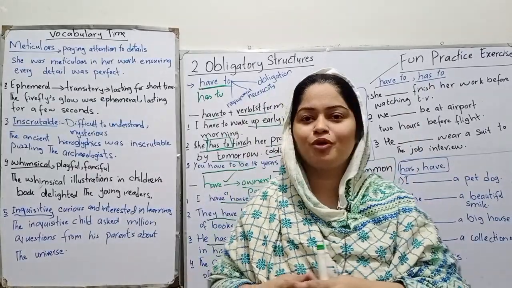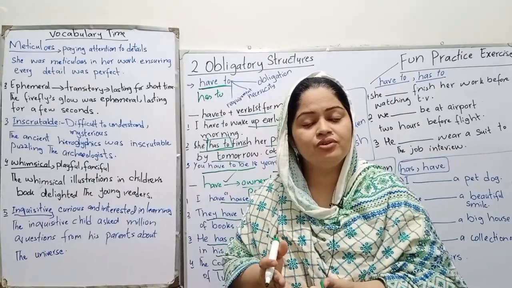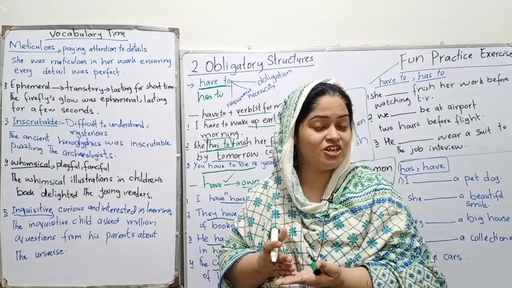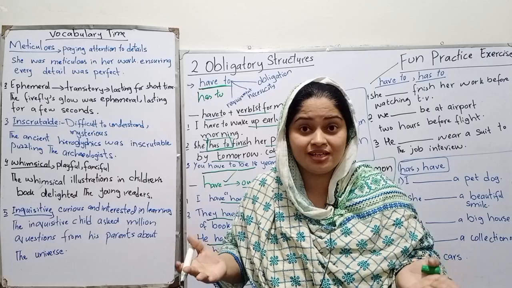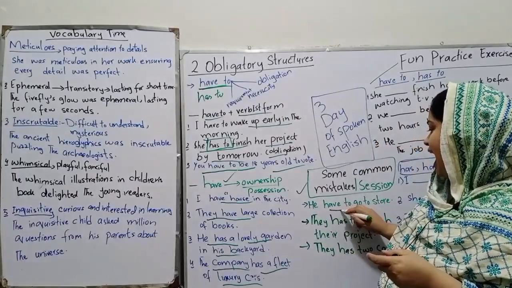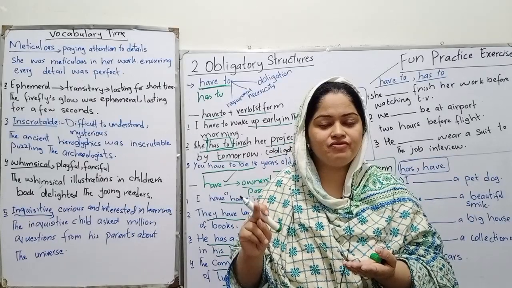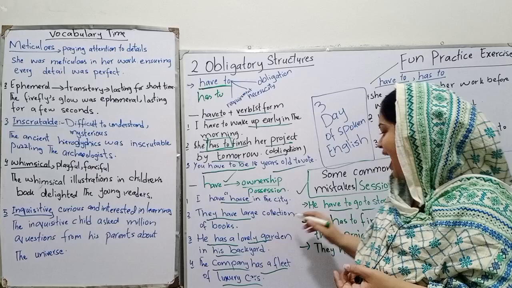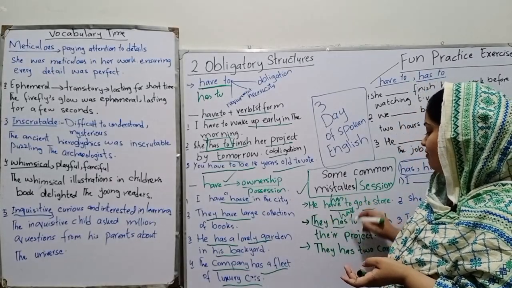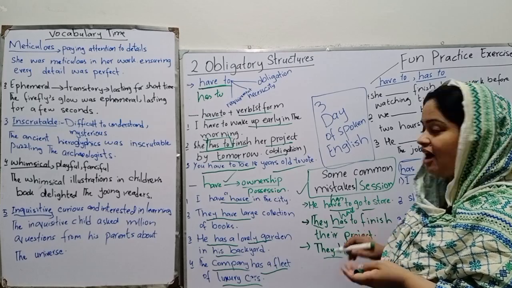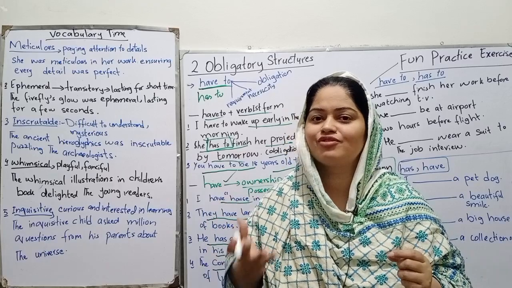Now coming towards the most important part, some common mistakes. First you have done your explanation, some example sentences, the exercise, and now it's time to look at some mistakes. For example, he have to go to the store. Remember, with he, she, it and with singular you have to use has. With plurals you have to use have.